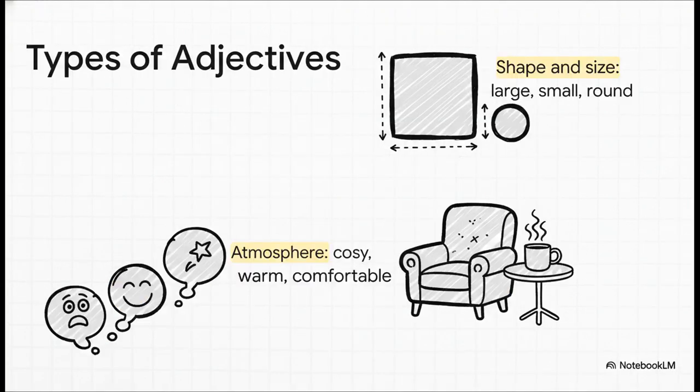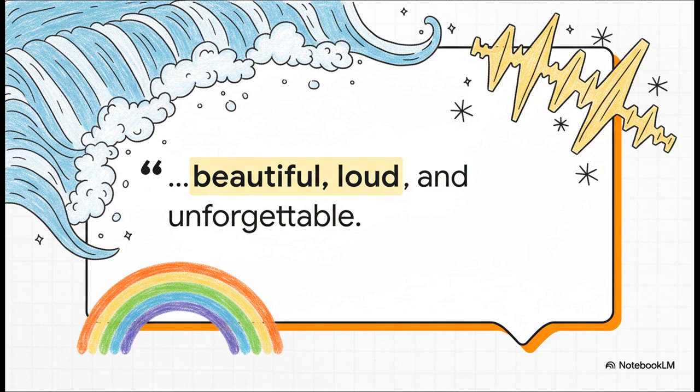And we can kind of group them. You've got adjectives for shape and size, like large, small, or round. Then you have ones that create a whole vibe and atmosphere. Think cozy, warm, comfortable. And of course, there are ones for feelings, like being amazed, happy, or even nostalgic. Let's take an example. Imagine you want to describe Niagara Falls. You could just say it's beautiful, loud, and unforgettable. See, just those three words, and suddenly your reader has a much clearer picture of this huge, powerful place.